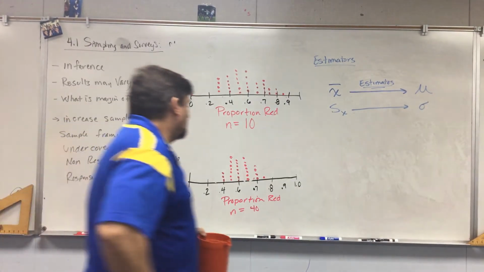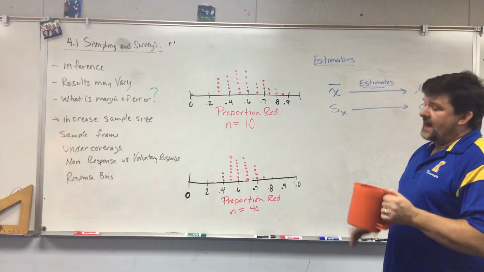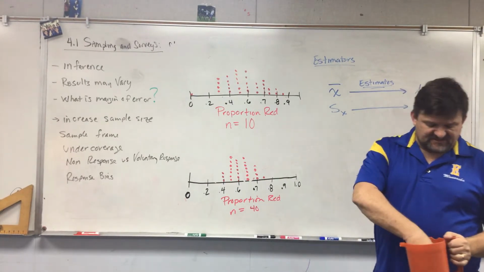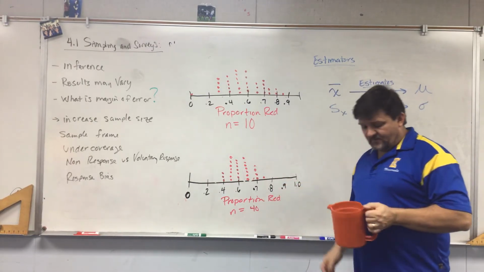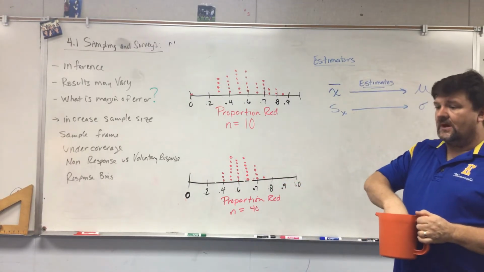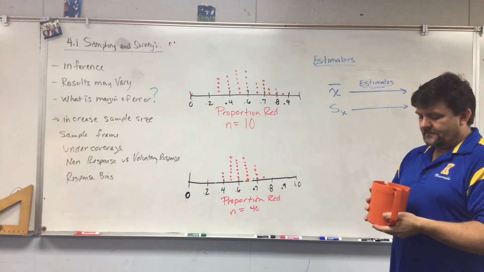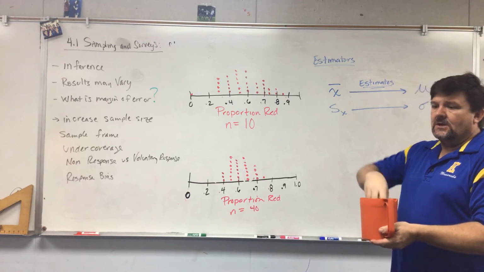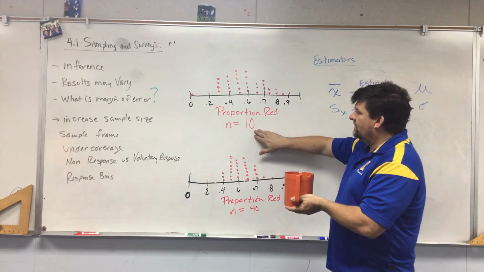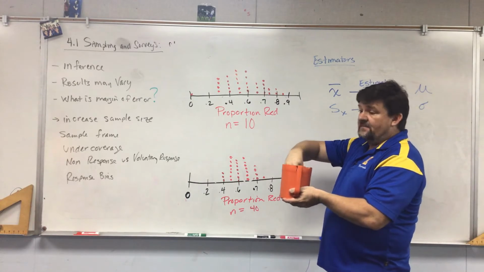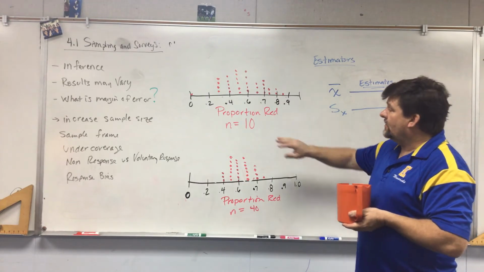Okay, so normally in class, this is what we would do. I'll just walk you through it. I have this here, and it's got a bunch of different beads in it. I'll go with the proportion of red. Basically, I give you this, and you pick out 10 beads, then you count the number of red that you have, and you create a proportion.